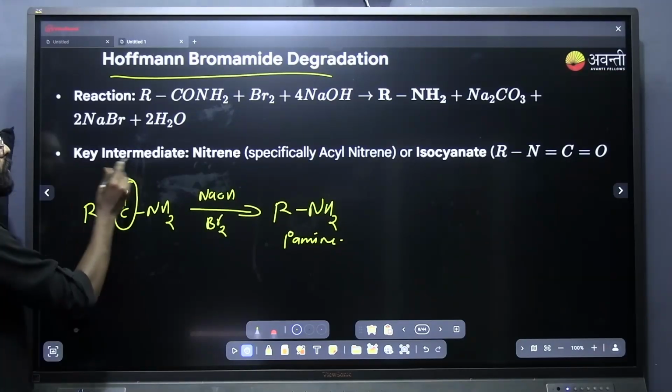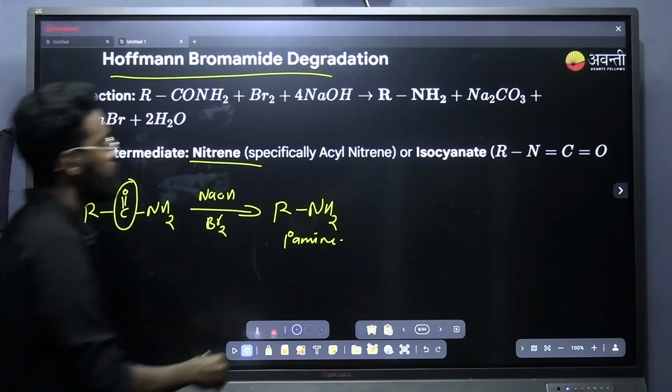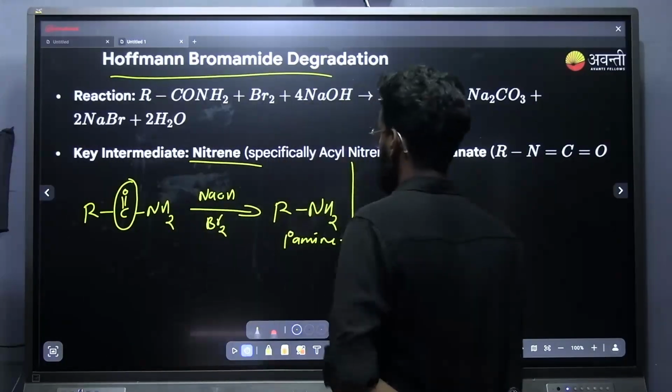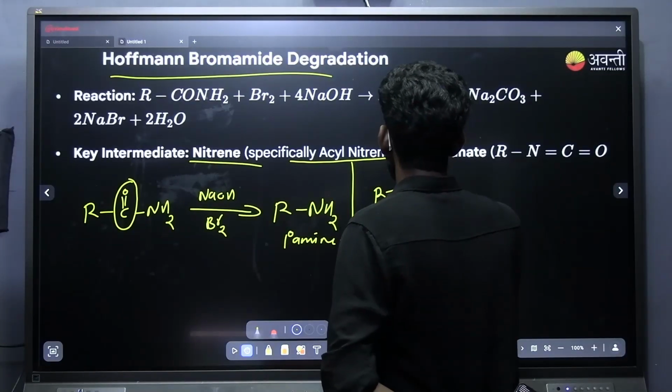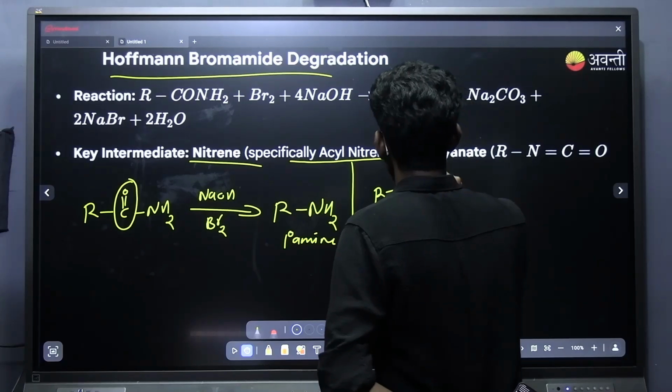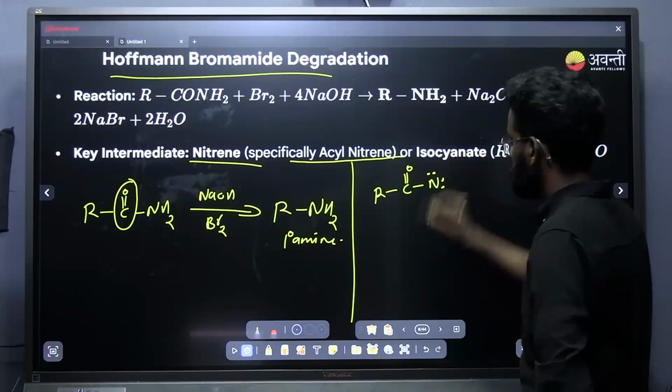Another important point you have to note down is nitrene. The mechanism of this reaction involves the formation of a nitrene intermediate. Nitrene, which is specifically acyl nitrene. What is acyl nitrene? R C double bond O N, with 1 2 3 4, that is nitrogen with 6 electrons. That is an electron deficient species.